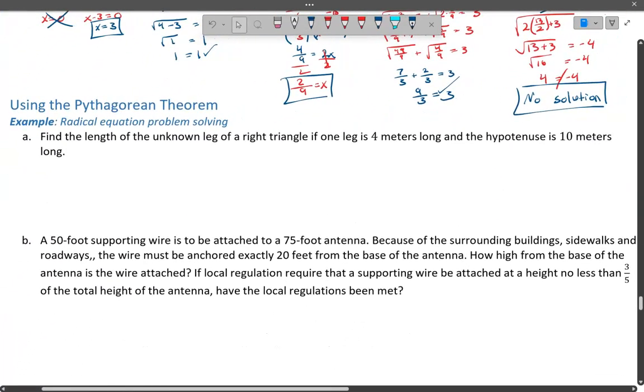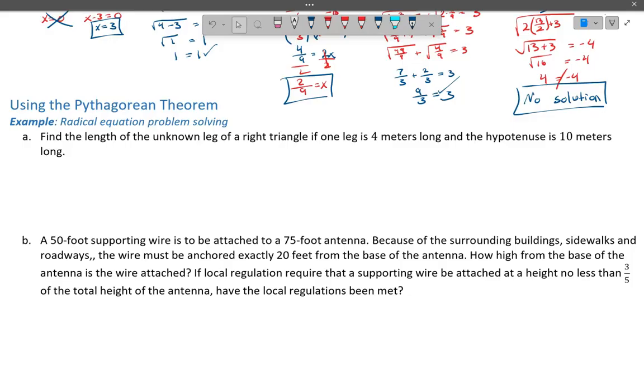Lastly, we'll just use a couple Pythagorean problems. This isn't going to be using the power rule explicitly, but every time we do radicals, it's a good idea to include some information about the Pythagorean theorem because exponents and radicals are closely related. So here we want to find the leg of unknown length of a right triangle if one of the legs is 4 meters and the hypotenuse is 10.